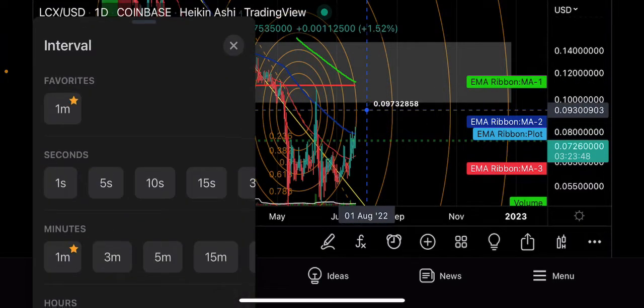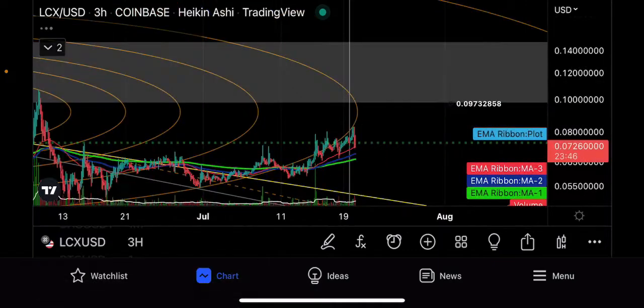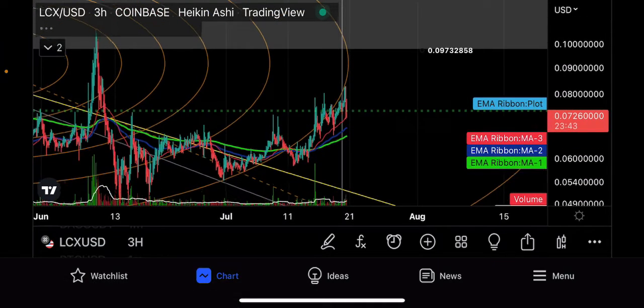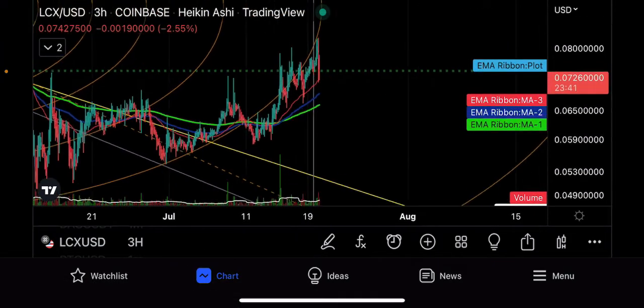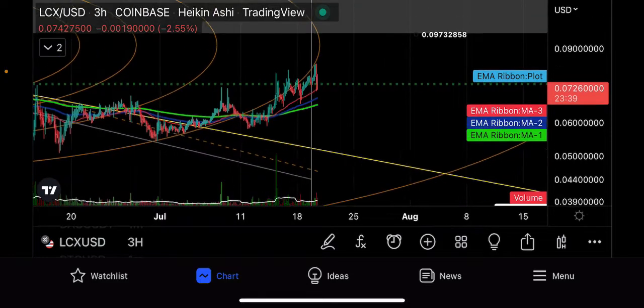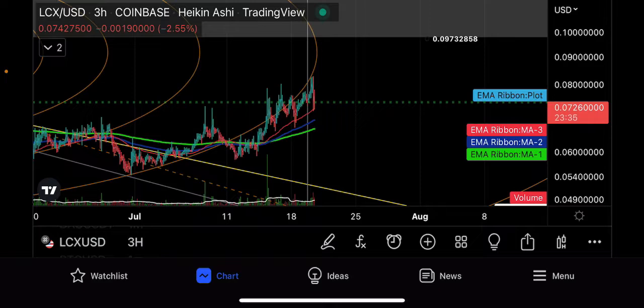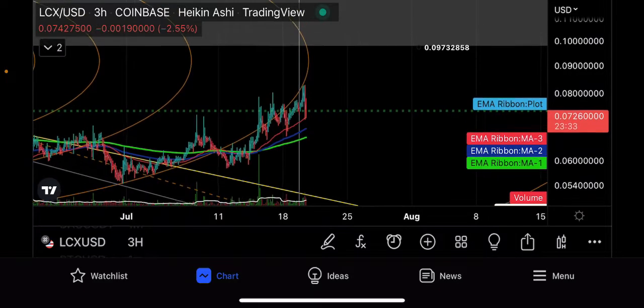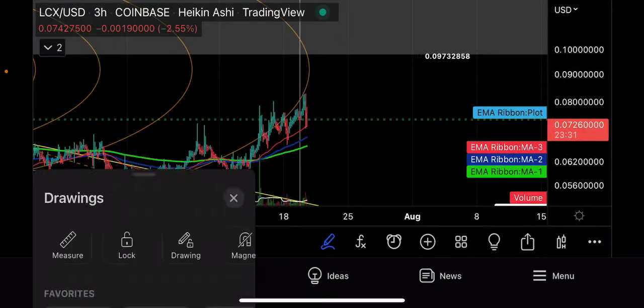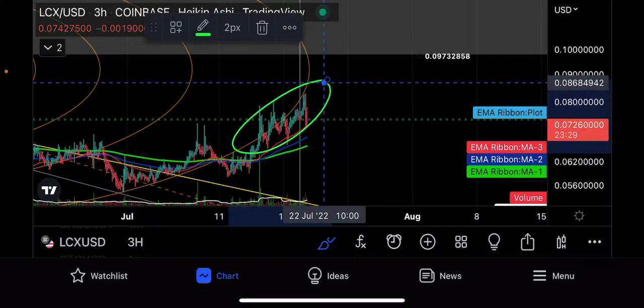And if we zoom in from the daily to the 3-hour time frame, you can see so far it's getting rejected every time it hits this orange fib circle, but it's getting supported by the short-term moving averages. And this coin, LCX, is much like DAG consolidation, or I believe that's what the coin was called last time. You're running up against this fib circle right here, and it's acting as resistance.